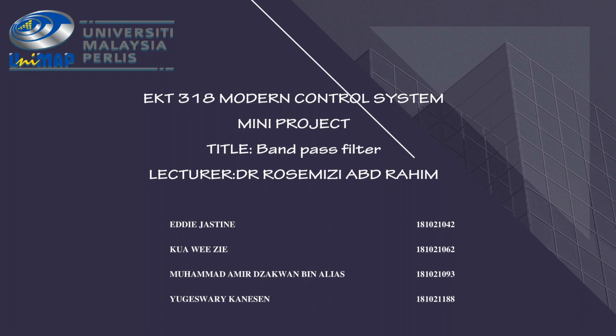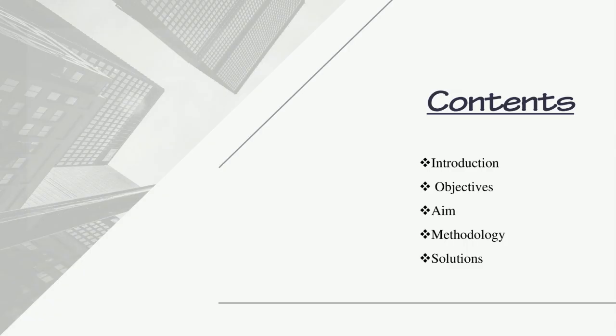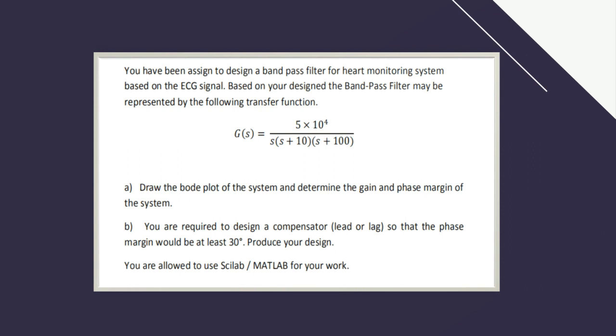Today we are going to present a mini project presentation for subject EKT 318 Modern Control System. Our group consists of 4 members, namely Jastine, KANESEN, Muhammad Amir Zakwan bin ALIAS, and YUGESWARY KANESEN. This slide has 5 main contents. They are the introduction, the objectives, our aim, the methodology, and solutions for the problems. This is the question that our group has decided to choose.